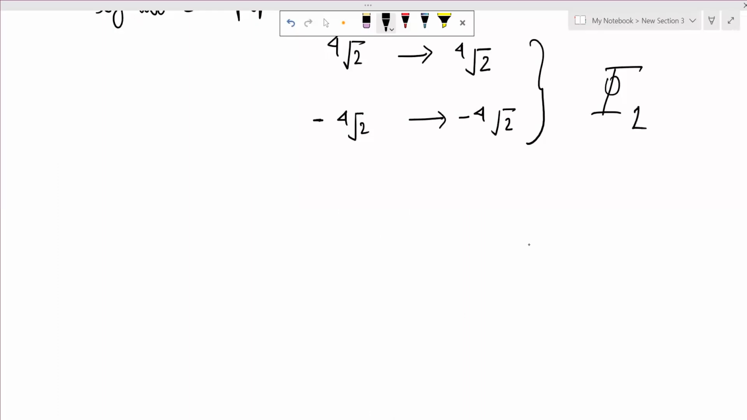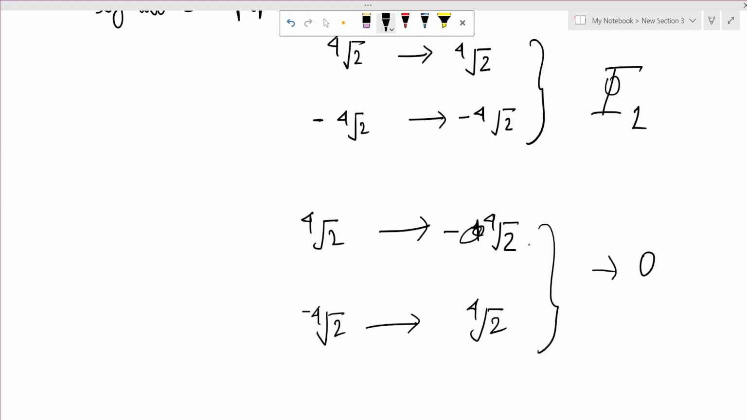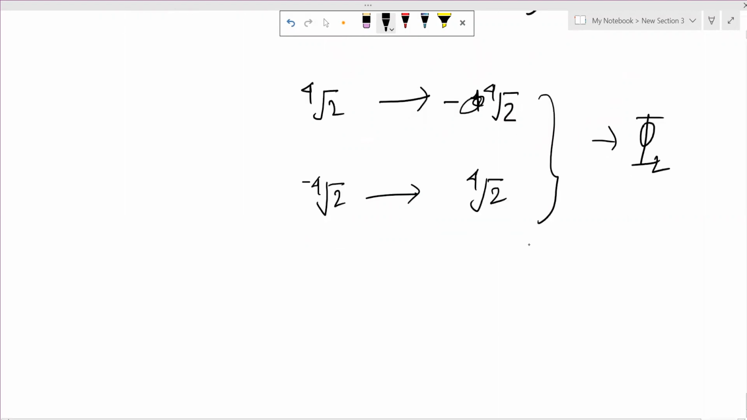And fourth root 2 can go to minus fourth root 2, and minus fourth root 2 can go to fourth root 2. This is phi 2. So these are the only two choices. Can check both are injective and surjective by definition, and you need only check that this is a field homomorphism. Field homomorphism is obvious. You just need to check ring homomorphism because by definition I fixed the Q.